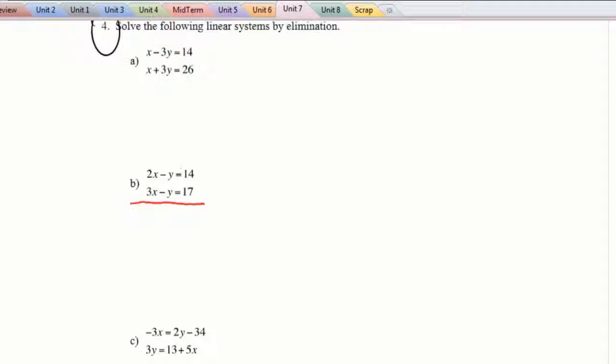If I added these equations together, I'd get negative y plus negative y. So that would give me negative 2y, and then 2x plus 3x would give me 5x. So nothing goes away if I add. So what I need to do is subtract these equations. And by subtracting, I'm going to get negative y minus negative y, which is going to make my y's go away.